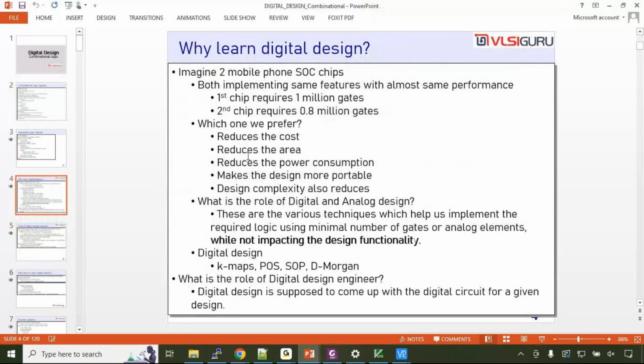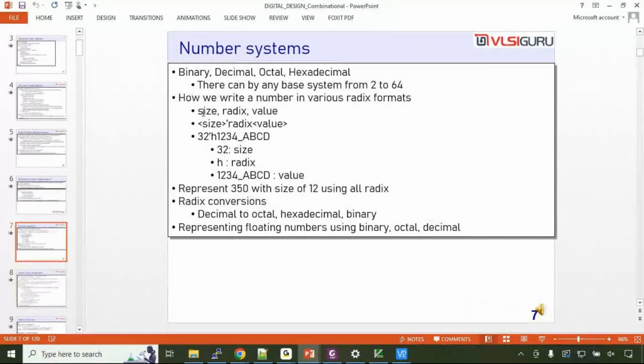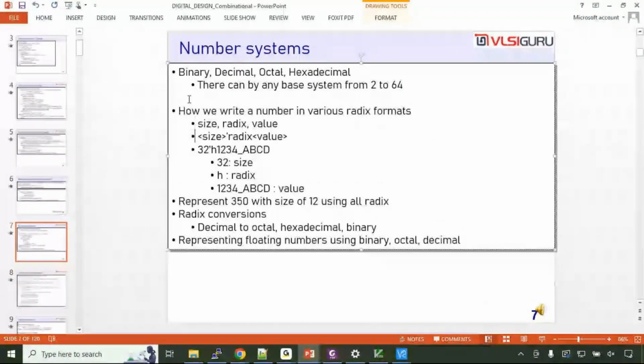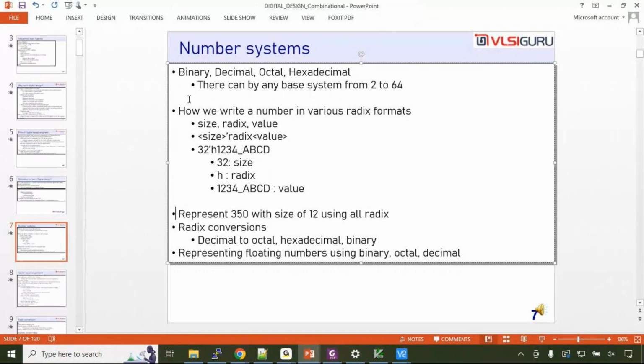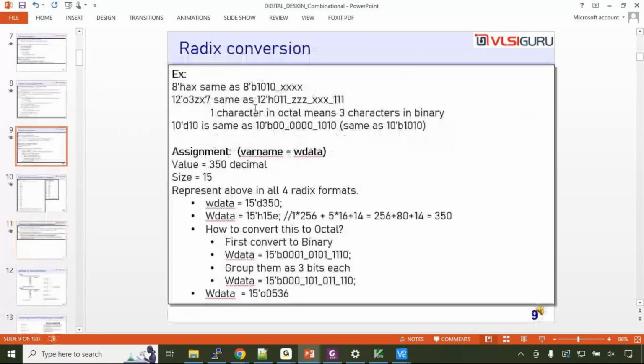First, you start from the questioning: why do we learn digital design? Why should you learn digital design? Then number systems, in depth. For example, we go through each topic like this, such as how to assign vector values. The point is, we don't expect you to come with any prior knowledge. It will cover everything from basics.